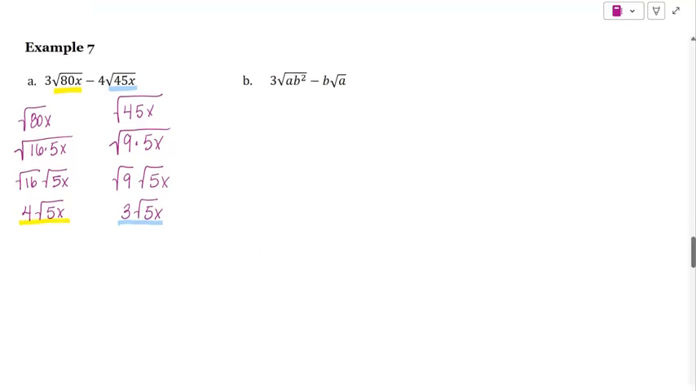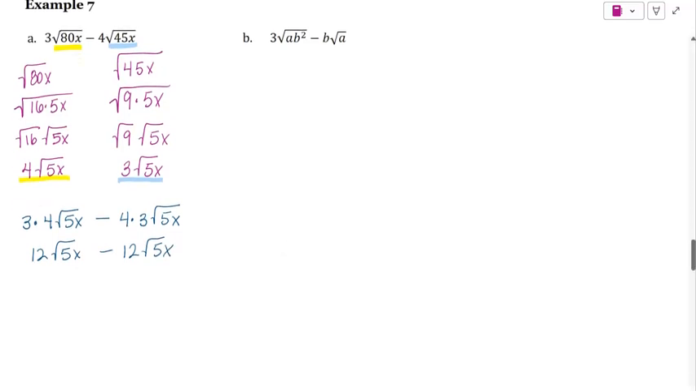So rewriting my problem, I'm going to have 3 times 4 times the square root of 5x minus 4 times 3 times the square root of 5x. This is 12 times the square root of 5x minus 12 times the square root of 5x. This was a tricky problem. Those two original terms that we had were actually identical, and we're ending up with 0 as our final answer.